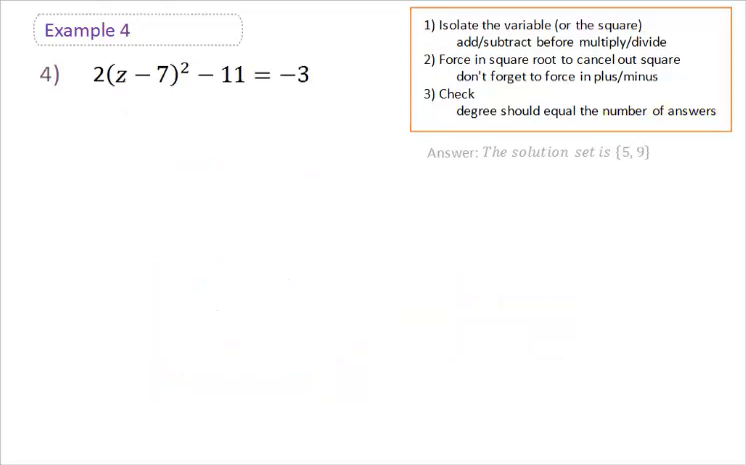My last example, example 4. 2 times the quantity of v minus 7 squared minus 11 is equal to negative 3. First, confirm that we can do this using the square root method, and we can because we only have one variable squared. So our first job is to isolate the square here by adding or subtracting before we multiply or divide with opposite operations. So what we're going to do here is get rid of this 11 first.